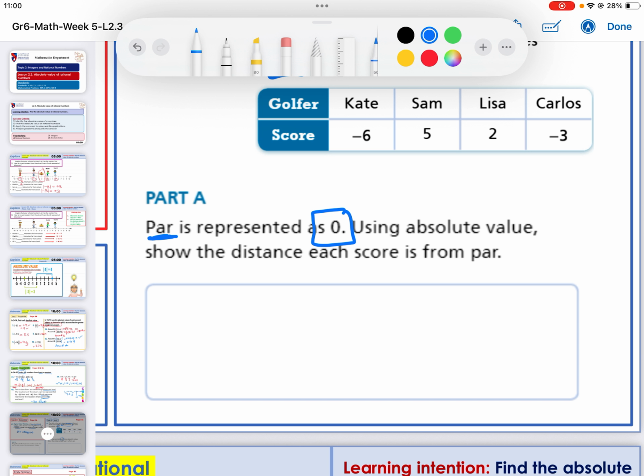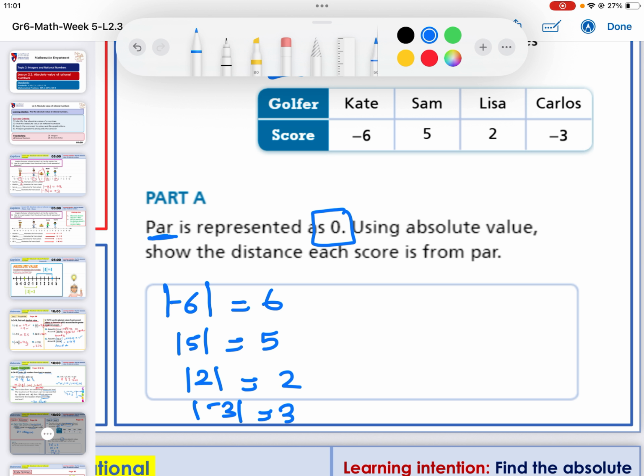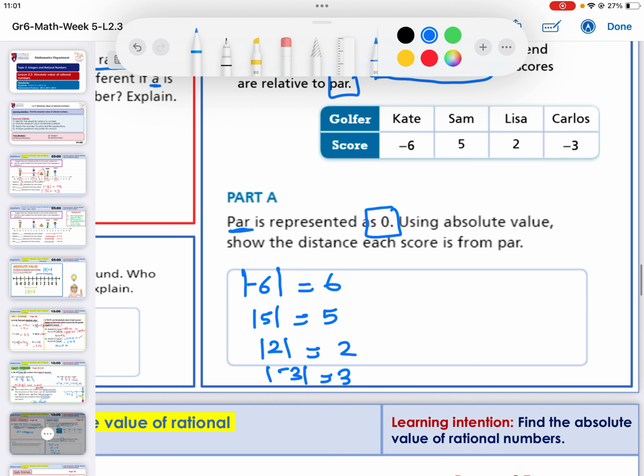So we're gonna start with Kate. We're gonna take her distance. Her score is -6, so her distance will be 6 points away from the par. Then I'm going to go to Sam. The absolute value of 5 will be 5 points away from the par. And then Carlos, Lisa 2, sorry, that will be 2. And then -3, that will be 3 scores away from par. You need to write this sentence.